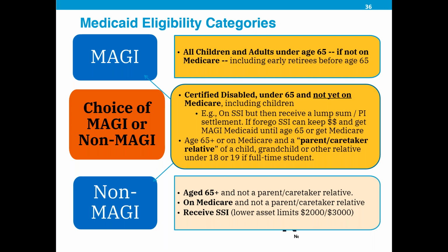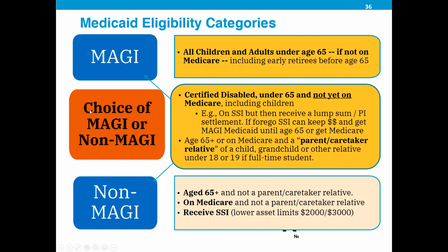Or they receive SSI, but they could decide not to receive SSI if they don't have Medicare. And if they get a nice big lump sum, they can decide, I'm dropping my SSI. I want to live on this and enjoy this money for a while. They can get MAGI Medicaid until they're 65 or get Medicare.